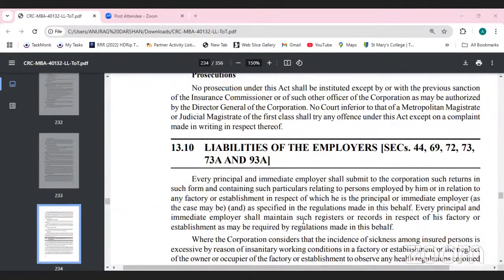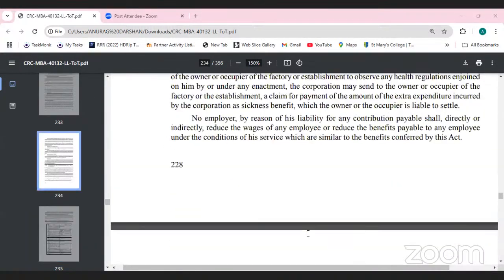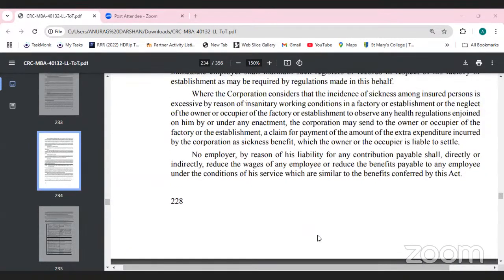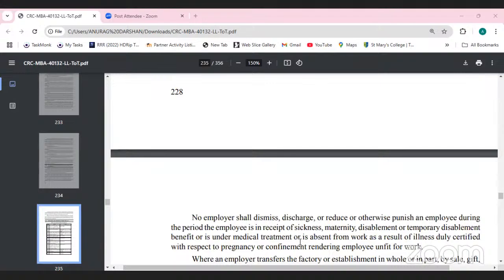Now, coming to the liabilities, every principal and immediate employer shall submit to the corporation such returns, in such a form, containing such particulars relating to the persons employed in relation to his factory or establishment. And every principal officer or employer shall maintain registers or records in respect of his factory or establishment. No employer, by reason of his liability for any contribution payable, shall directly or indirectly reduce the wages of an employee or reduce the benefits of an employee. No employer shall dismiss, discharge, reduce or punish an employee during the period when the employee is in maternity, disablement, sickness or any other absence.